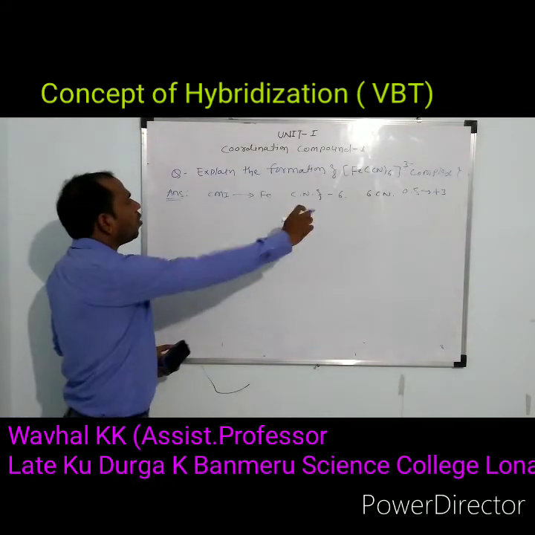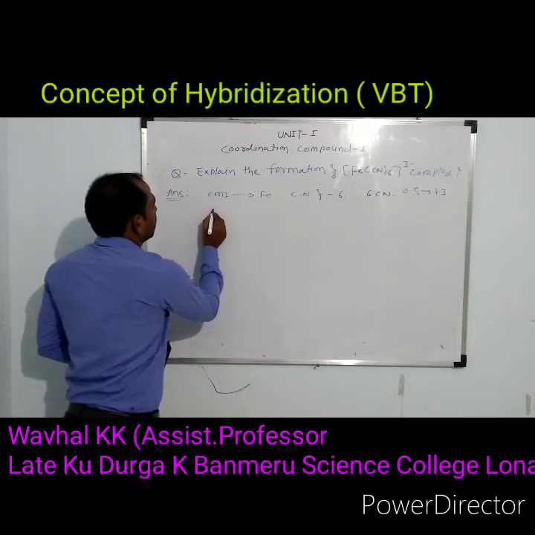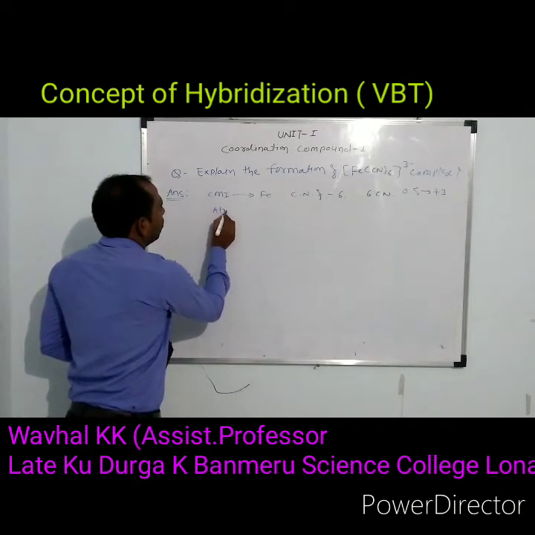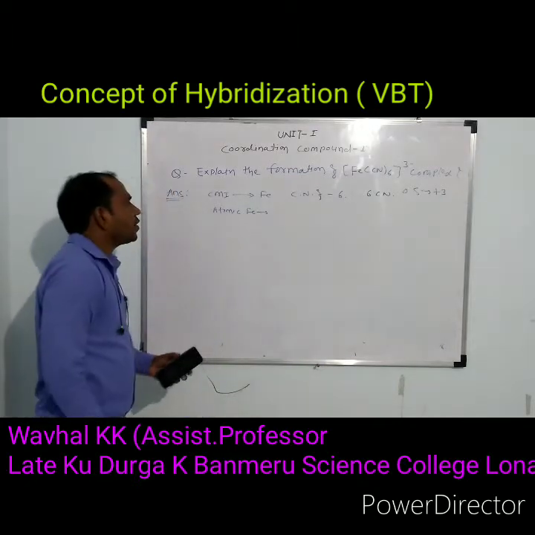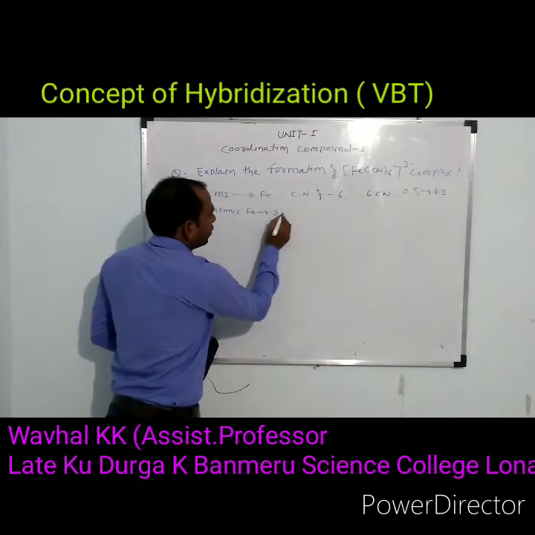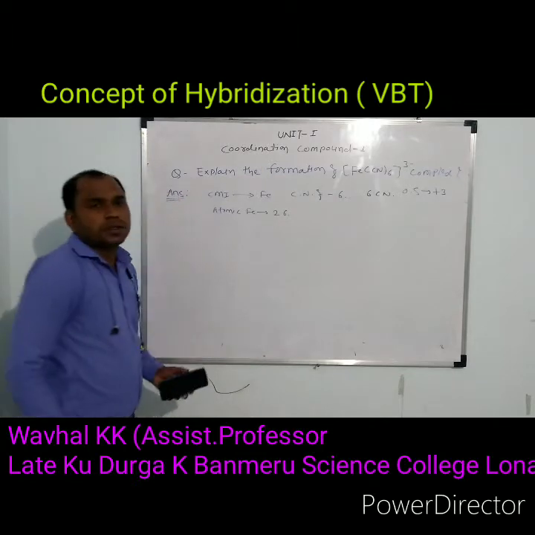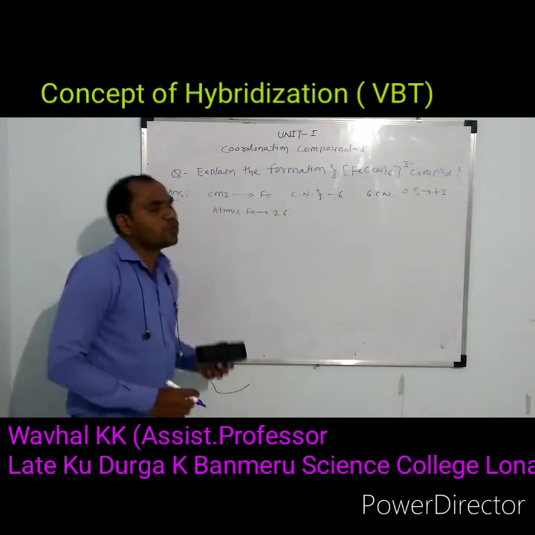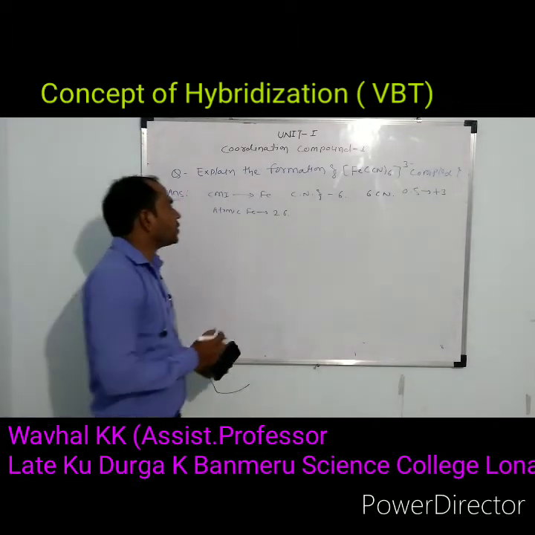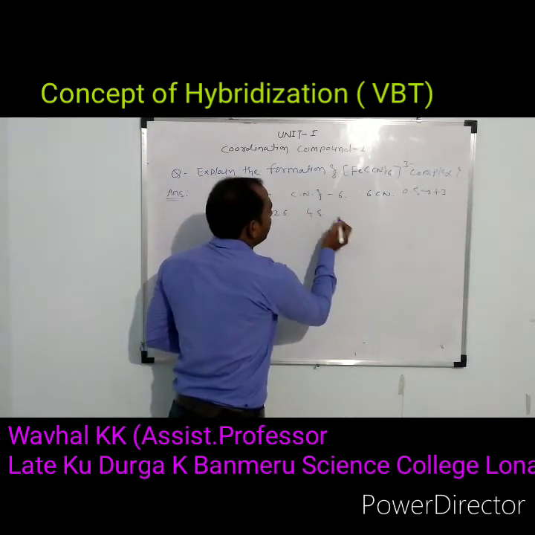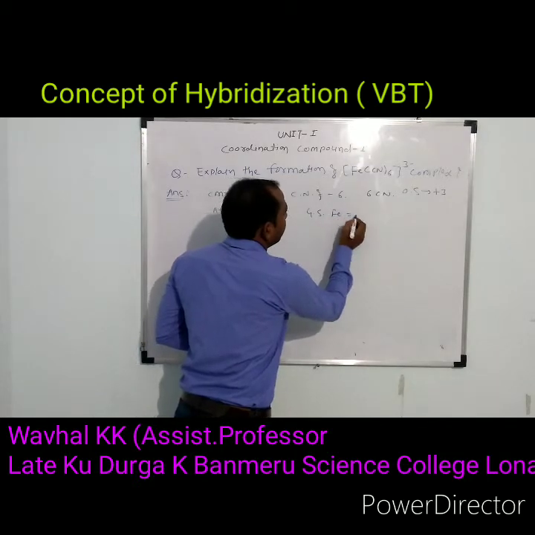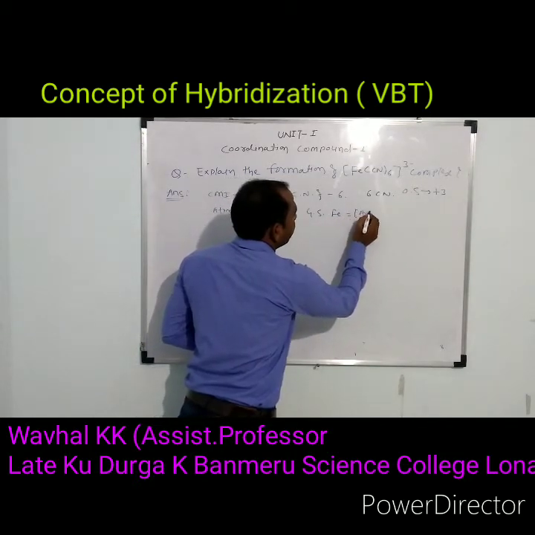Then, the atomic number of Fe. What is the atomic number of iron? It is 26. Then write down 26 as the atomic number. Then in this answer, write down the ground state electronic configuration of Fe, which is [Ar].